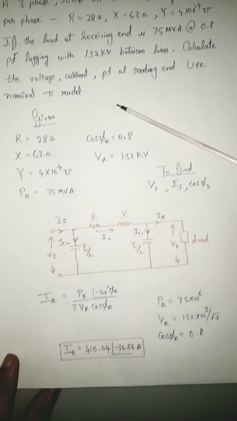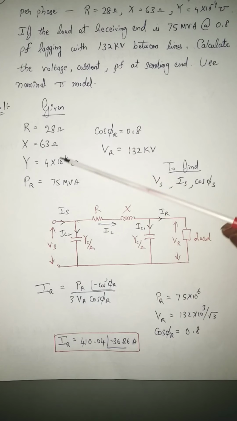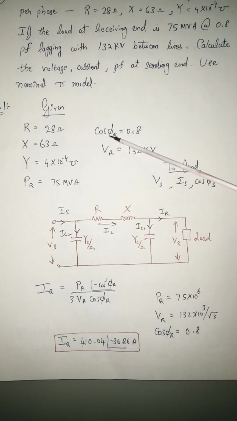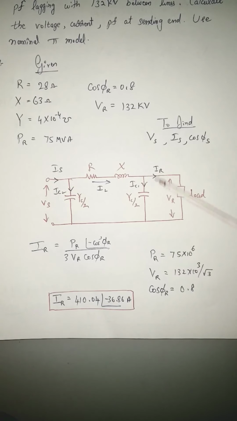So I am writing down the given data. R is given as 28, X is 63, admittance is 4 into 10 power minus 4 MHO, receiving end power is 75 MVA, receiving end power factor is 0.8, receiving end voltage is given as VR 132 kV. I am supposed to find Vs, Is, cos phi s. Again I am drawing the circuit for your reference. Same approach as we did in the previous case.